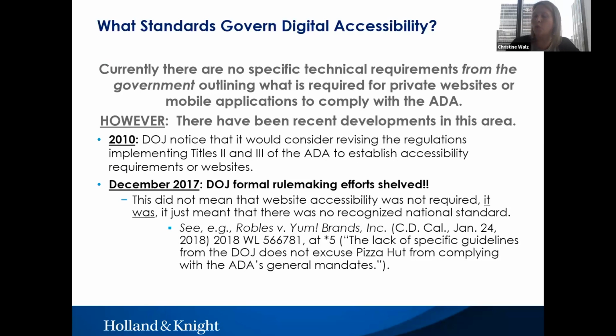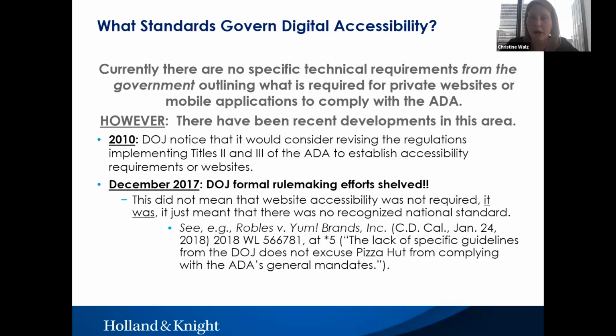So those are the broad statutory requirements that are generally used to say that websites need to be accessible. But what does it mean for a website to be accessible? Currently, there are no specific technical requirements from the government outlining what is required for private websites and mobile apps to comply with the Americans with Disabilities Act and these other laws.